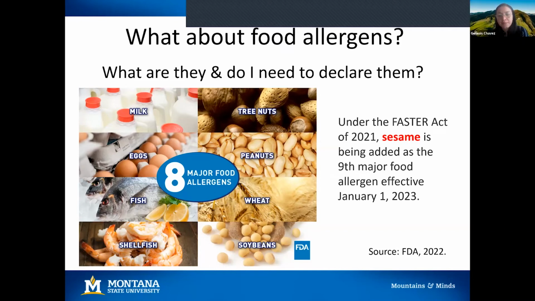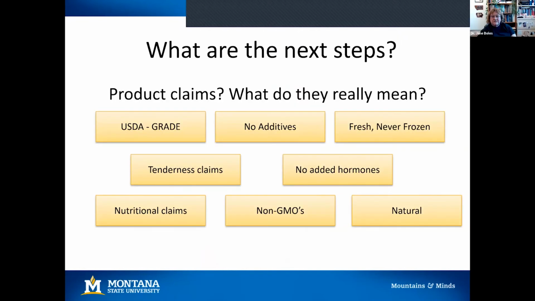Awesome, thank you. And just a new fact that was recently released. The FASTER Act announced that sesame is going to be listed as the 9th food allergen ingredient, and it's going to be effective since January 1st of 2023. So we're going to also have a new food ingredient here. Sesame is not a common one in meat products, but it is something that needs to be addressed.